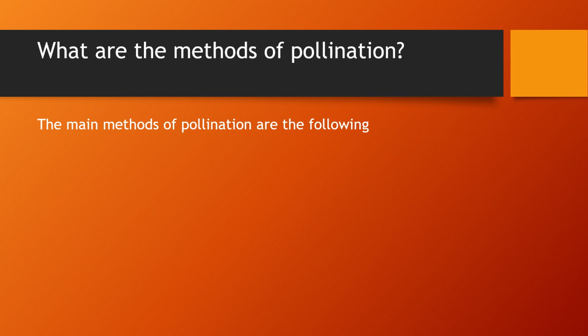What are the methods of pollination? The main methods of pollination are the following. Number one, wind. What happens in wind pollination, my dear? Wind pollinated flowers are usually much smaller than insect pollinated ones, pollinated by animals, or by water.